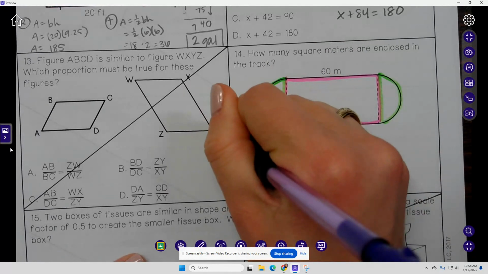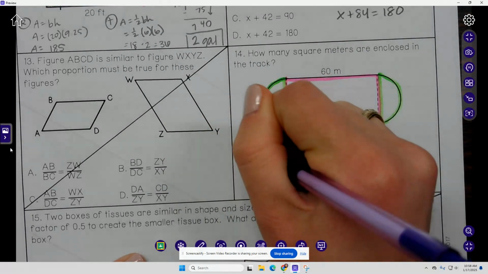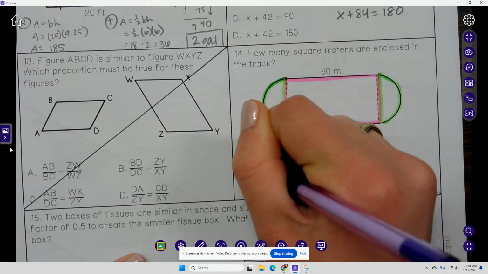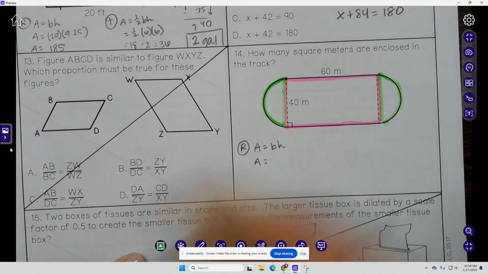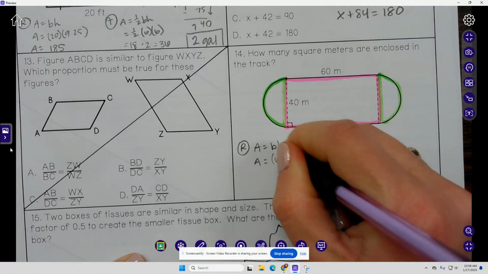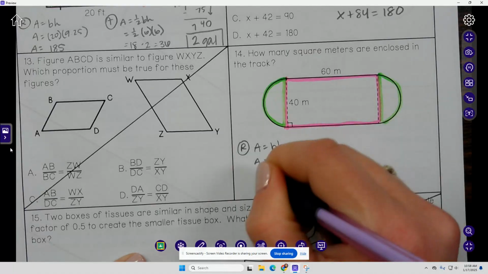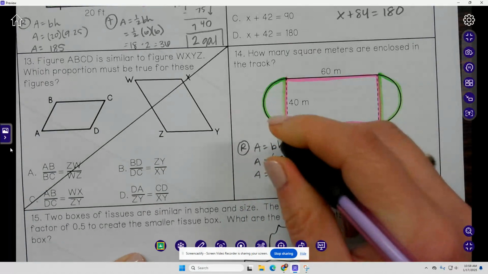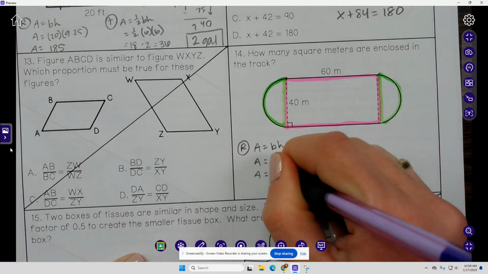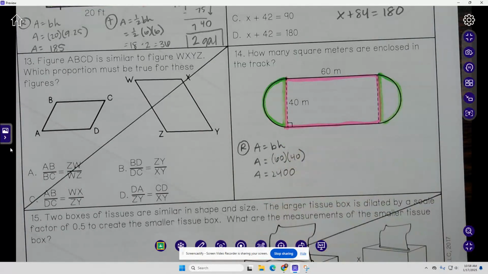So I have my rectangle. So area equals base times height. Going to plug in my values. So 60 times 40. 6 times 4 is 24. I add my two zeros at the end. So the area of my rectangle is 2,400.